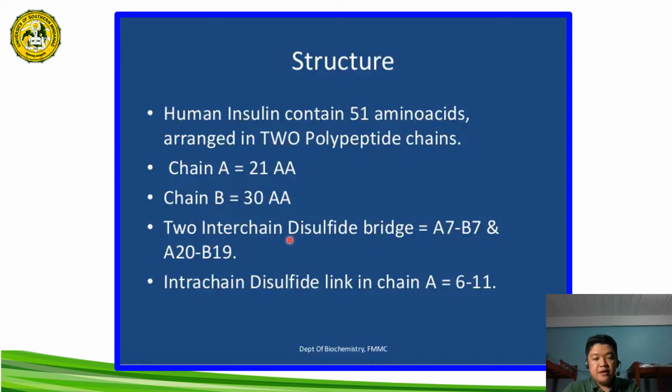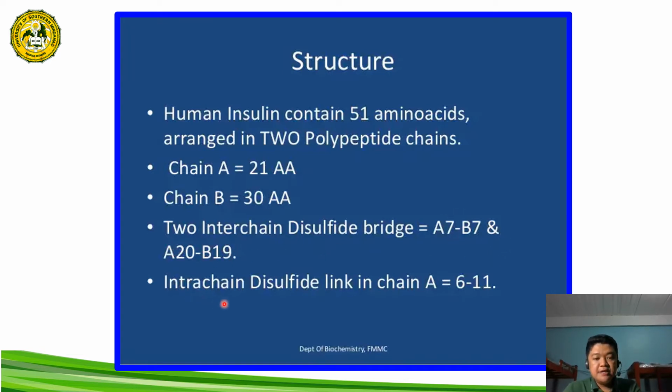The other interchain disulfide bridge is located between amino acid number 20 of the A chain and amino acid number 19 of the B chain. So when we say interchain disulfide bridge, this is the bond that is located between the A chain and the B chain. It connects the two chains at this particular location.